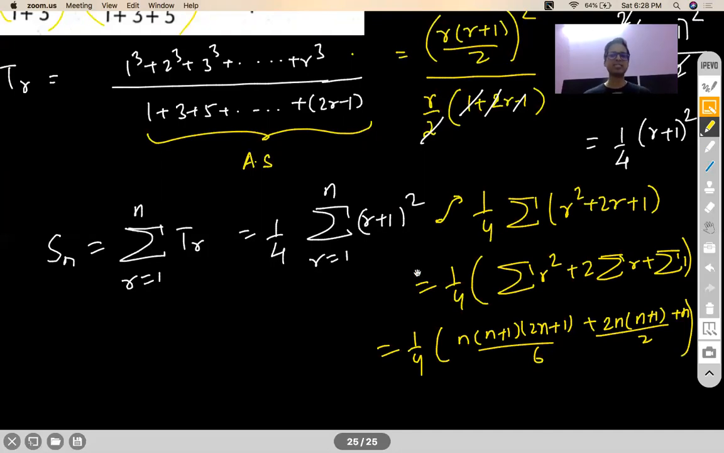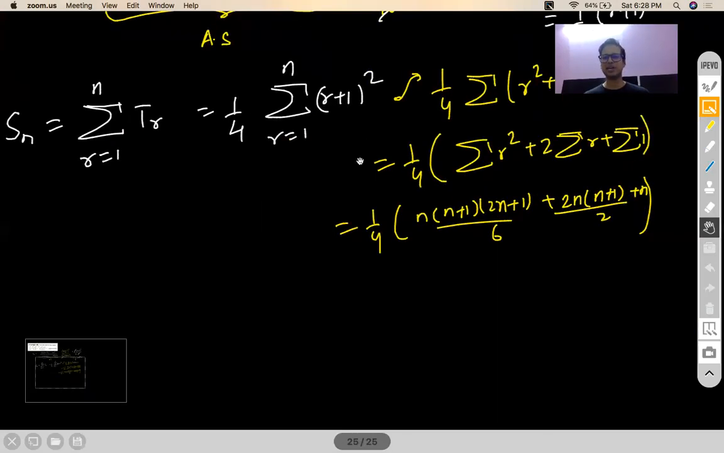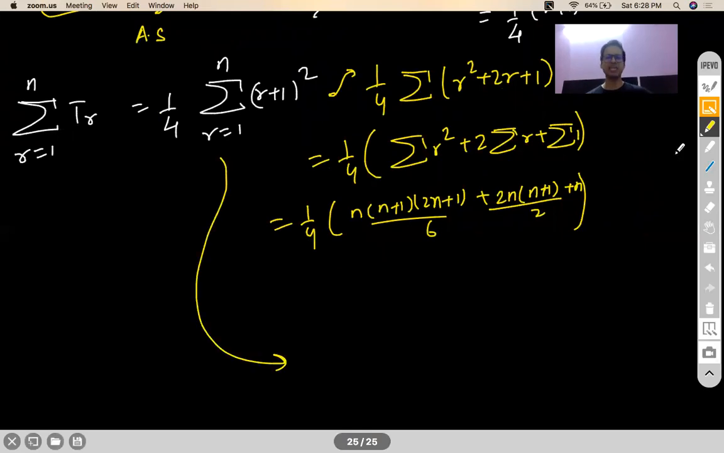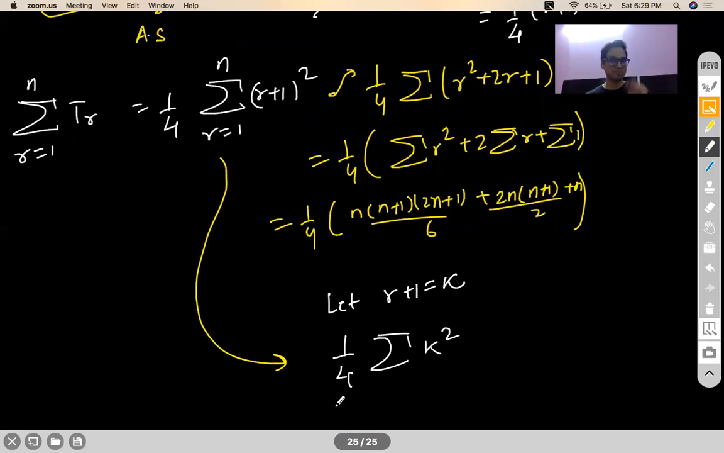Now I would like you to understand this summation from a different point of view. See the same term, can I do it like this? We'll say let R plus 1 be k. Okay, so what am I doing? I'm summing up k square, right? But here one big change will be from where to where you are summing it. If your R is 1, k will be 2. And if your R is n, k will be n plus 1. So now you are summing it from 2 to n plus 1, right?